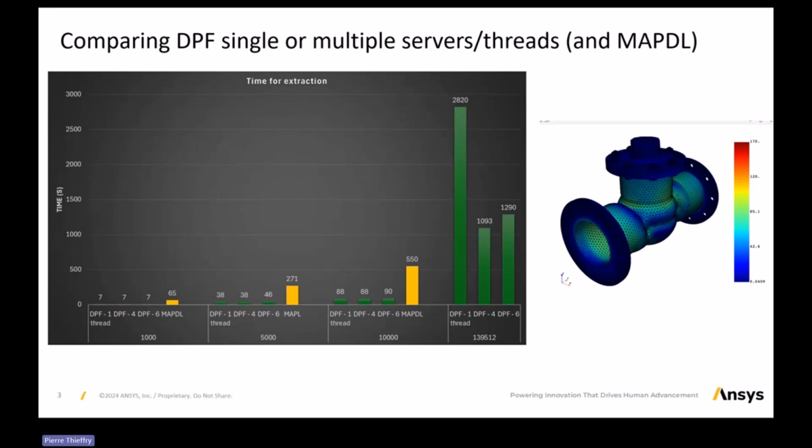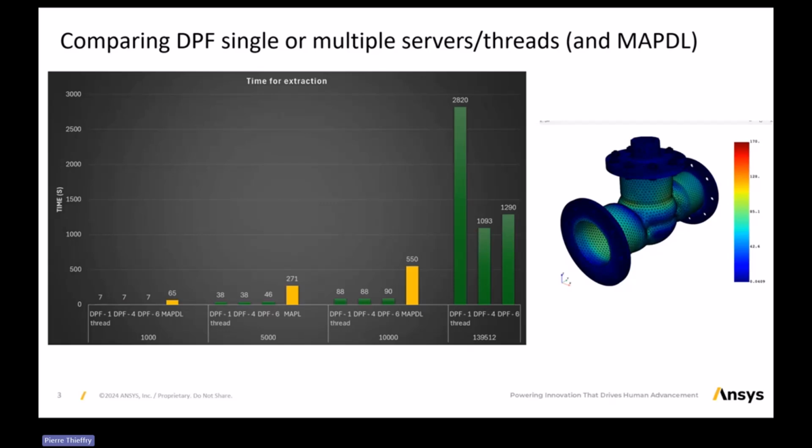So what you see on the left-hand side is a graph that shows the time to extract the volume, so just to extract which elements should I consider for one node. And I've made it on a number of nodes. So I had a small model like the one you have on the right-hand side here. And I took 1,000 nodes, 5,000 nodes, 10,000 nodes, and the full model, which has 140,000 nodes, which is not big, by the way.